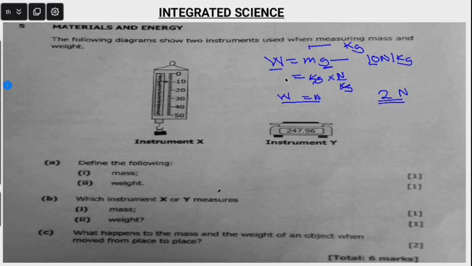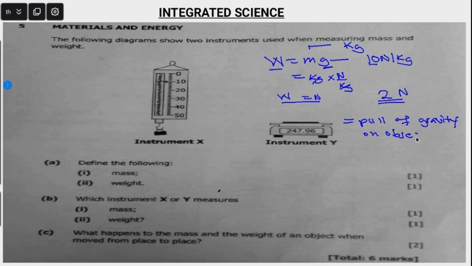Now usually when you talk of weight, weight is just the pull of gravity on an object. So we can say the pull of gravity on an object. This is very important to understand. Now let me explain why weight is defined as the pull of gravity on an object. What is this instrument X? This instrument X is called the spring balance. That is instrument X, and this is very important to know.